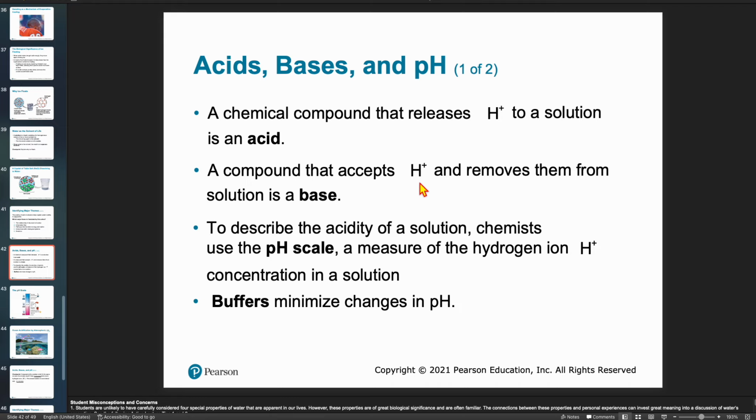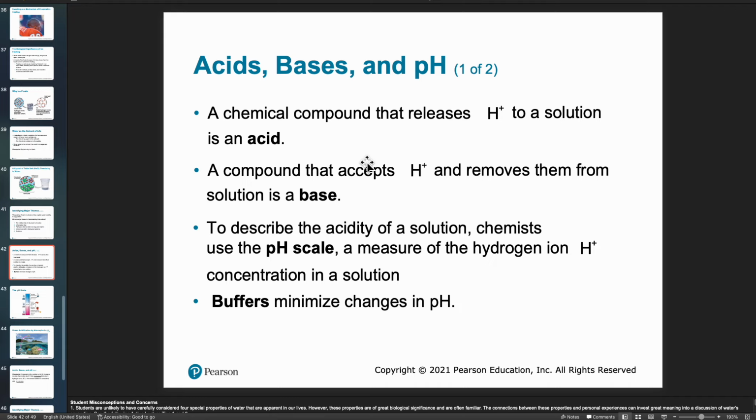Now, best way to understand an acid is that it releases hydrogen ions. The more hydrogen ions it has to release, the more acidic it is. So, very, very acidic, like the stomach acid example. Stomach acid is pH 2. Why is it pH 2? Because it has a lot of hydrogen ions to release.